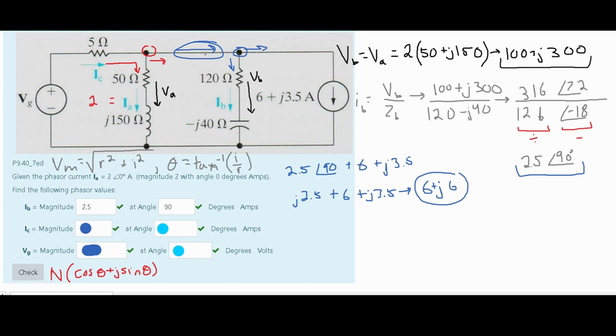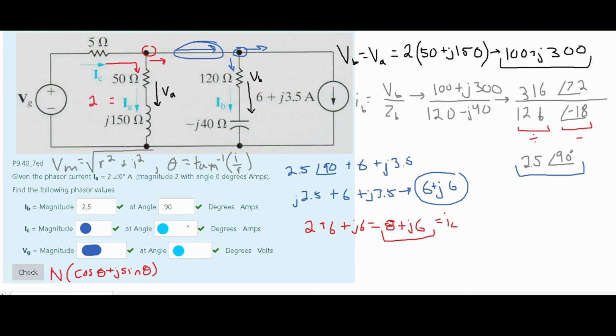We know the current going to the right is the 6 plus j of 6, and we know the current going downwards is our I of A, which is equal to 2. So we can just add these together. We're going to have 2 plus 6 plus j of 6, and this is going to be equal to 8 plus j of 6. So this will be our current that is equal to our I of C.